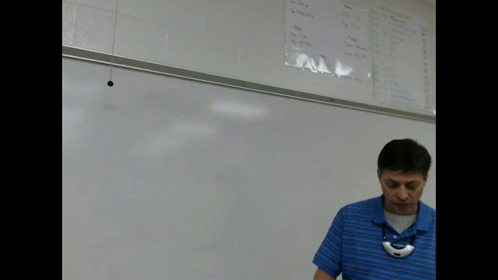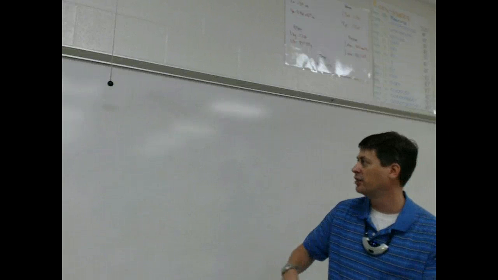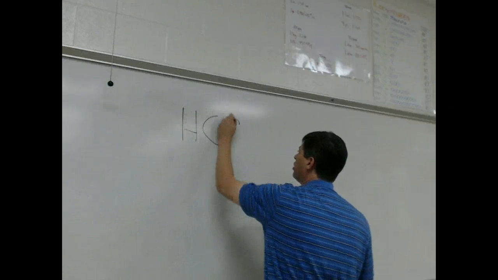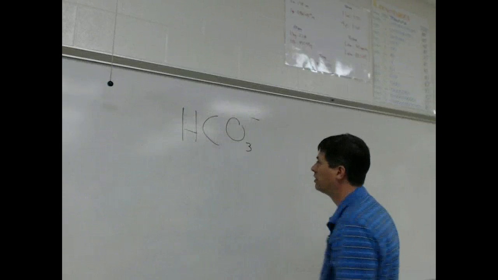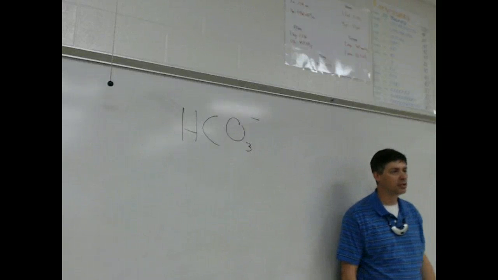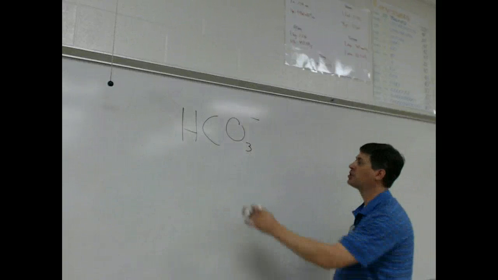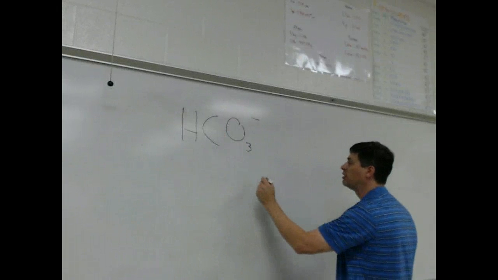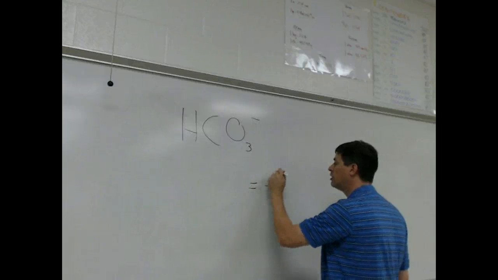Okay? Now rule 6, the sum of the oxidation numbers of all the atoms in a molecule or ion is equal to the charge on a molecule or ion. Our example in our notes is HCO3. Is there a charge on this ion? 1 minus. So the sum of the oxidation numbers of all the elements in this compound will equal -1.